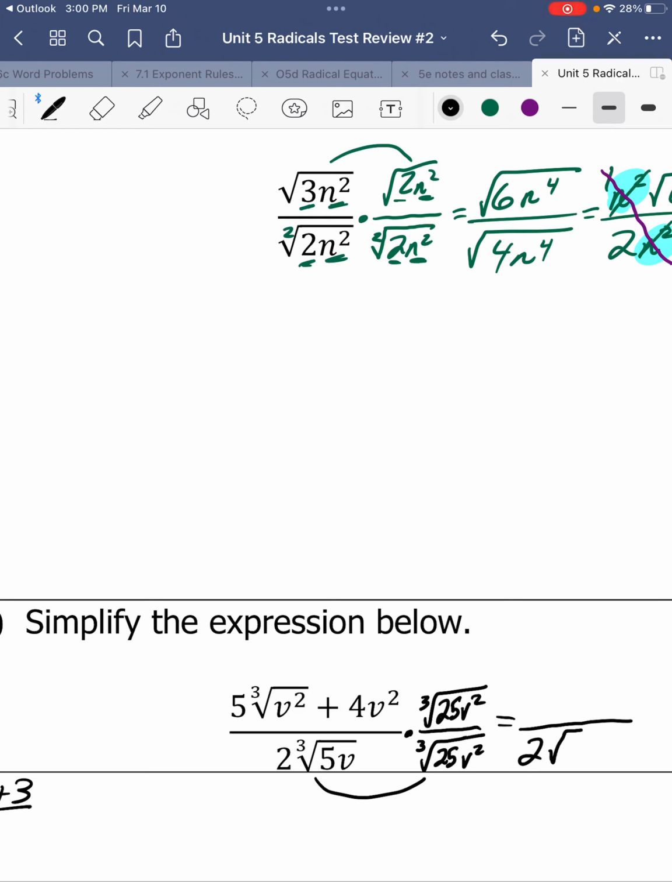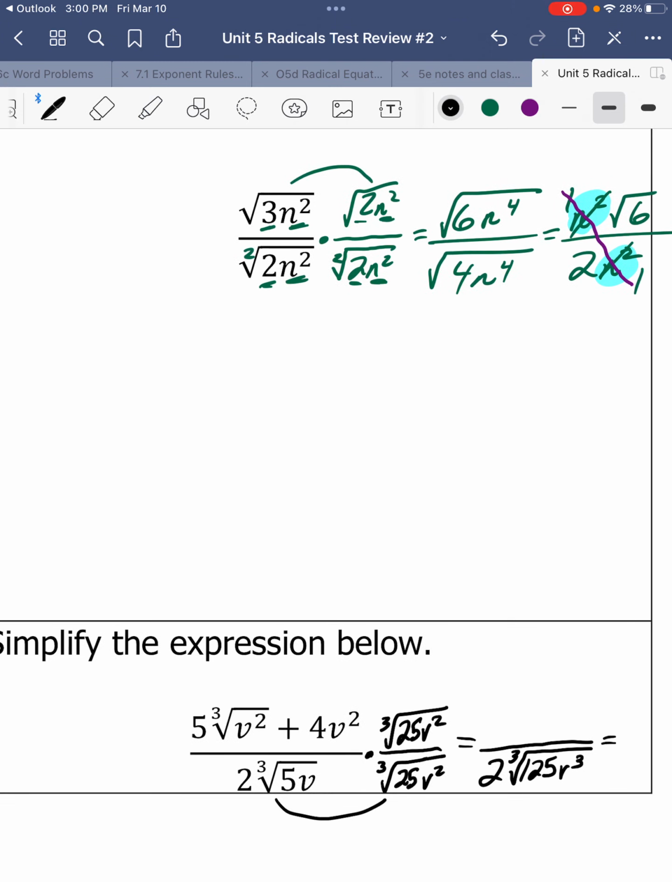And you'll see in the denominator, I'll multiply that out first. When I multiply these two out, I get 2 cube root of 125v to the third. And cube root of 125 is 5, and the cube root of v to the third is v, so this denominator is going to be 2 times 5 times v. So the cube root goes away, so it's perfect.